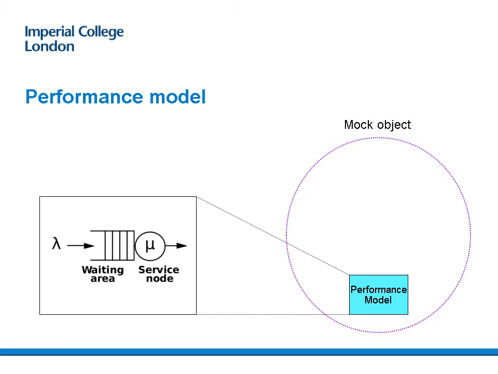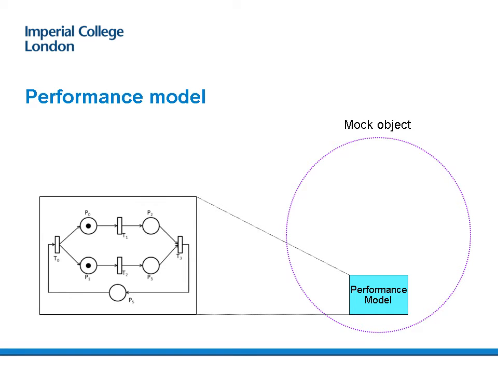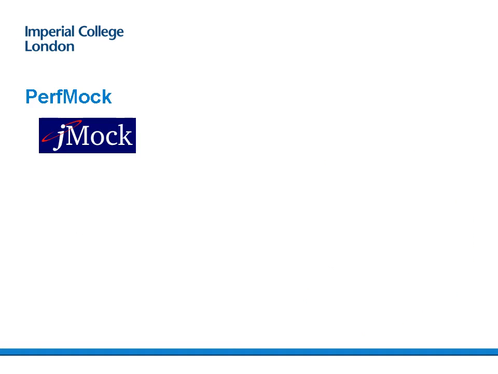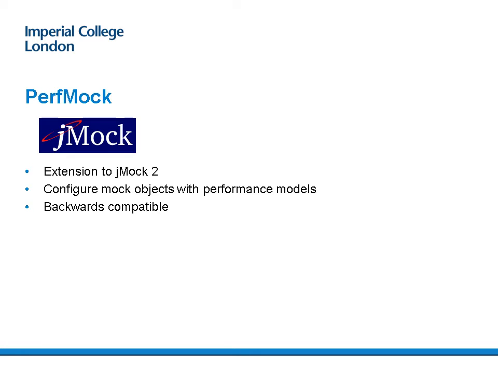And our work so far has led to something called perfmock, which is an extension to the JMock 2 library for Java. So this allows developers to write performance unit tests by configuring mock objects with performance models. It's backwards compatible so that normal unit tests will continue to run without change. It times the execution of these unit tests by interleaving real time that is spent running code and virtual time that is spent running models.